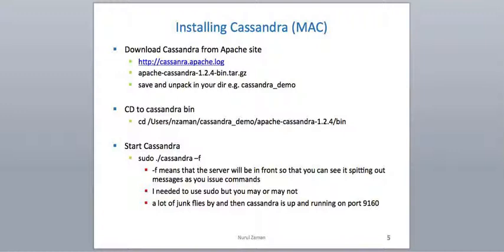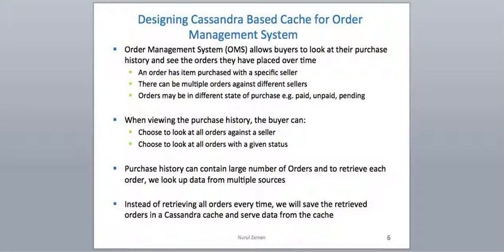We'll move it out of our way for right now. So based on what we learned about data model in Cassandra, we'll design our cache for order management system. The order management system itself allows buyers to look at their purchase history and see the orders that they've placed over time.